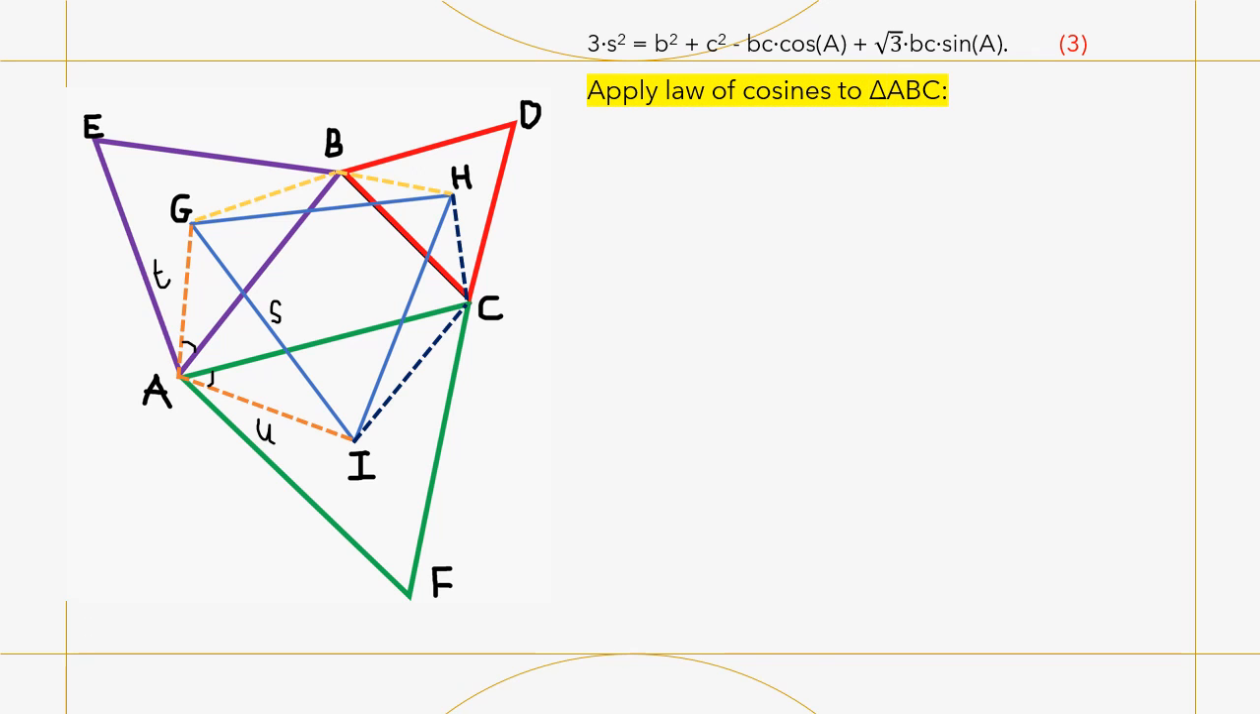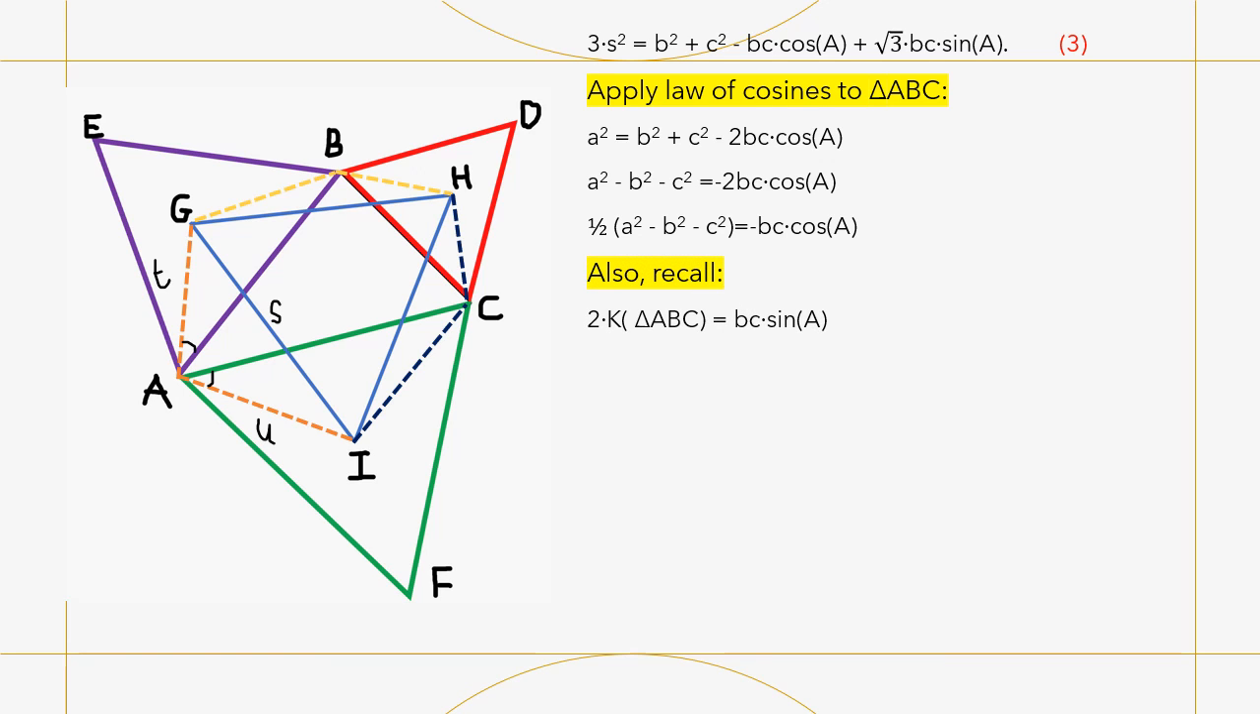Now applying the law of cosines to triangle ABC, we get a squared equals b squared plus c squared minus 2bc times cosine A. So we bring b squared plus c squared to the other side, so we get a squared minus b squared minus c squared equals negative 2bc times cosine A. And we bring the 2 to the other side, so we have half (a squared minus b squared minus c squared) equals negative bc times cosine A. Also recall that 2 times the area of triangle ABC is equal to bc times sine A.